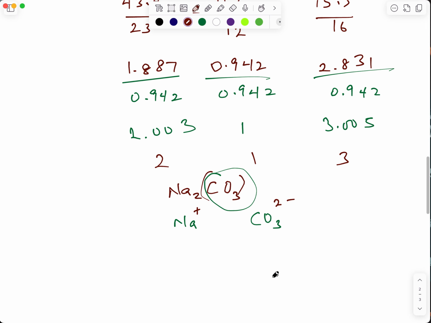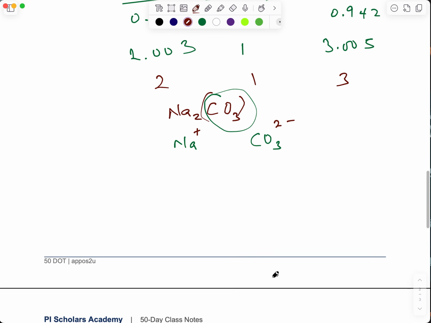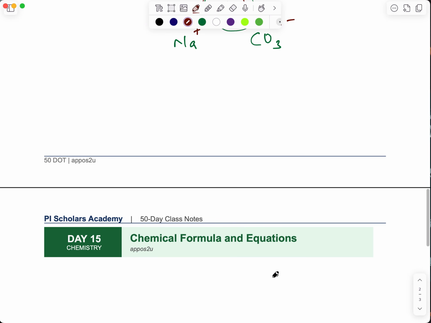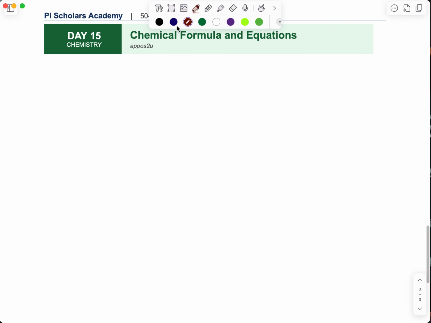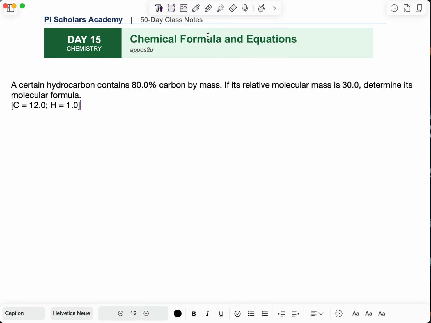Now there's also molecular formula, that is determining the exact formula of a given compound or of a given molecule. We do it almost the same way that we do this hydrocarbon thing as well. So let's quickly take that example. Finding molecular formula. So let's quickly answer this question.